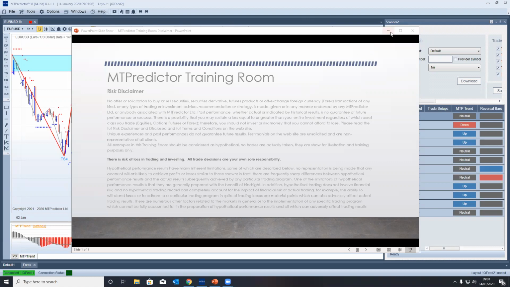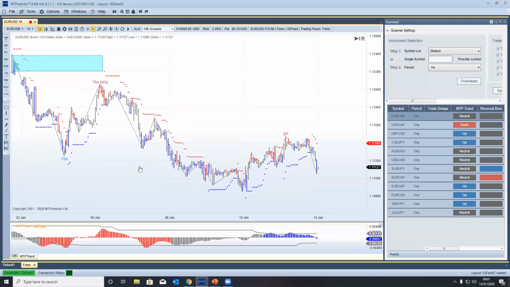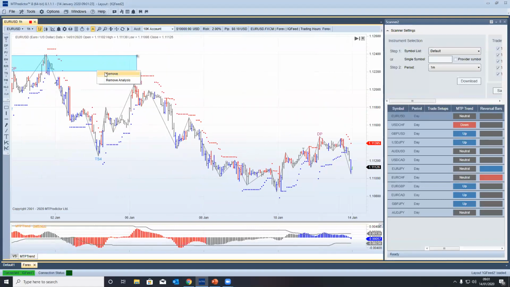Right, let's start today's webinar by going back to having a look at the Euro US dollar short we were looking at last week. It's always good to follow these up and see how it's progressing. So I just want to go over the setup again and remind you how we use MTPredictor. Because remember, MTPredictor is not a black box system. We don't blindly look at the chart and see the setups, including our history triangles, and take them in the direction of our MTP trend color.